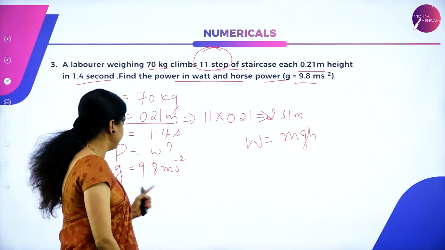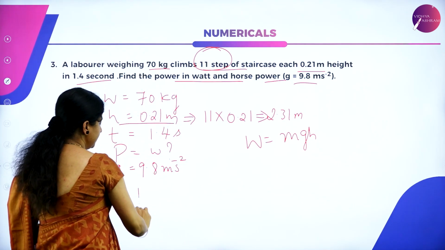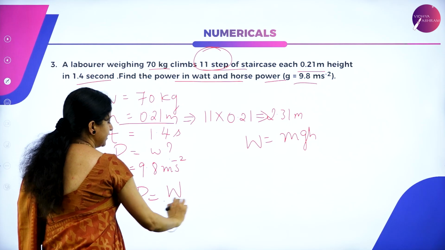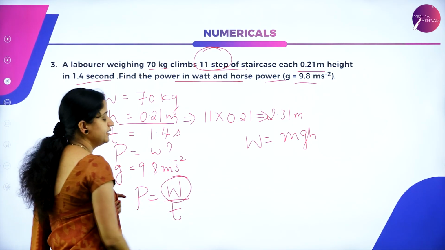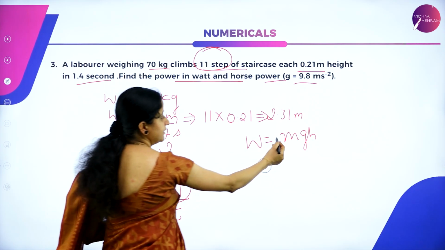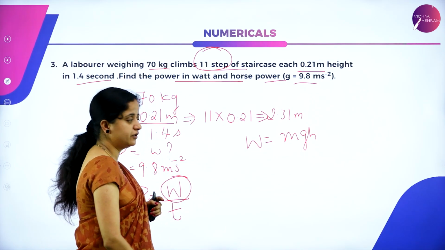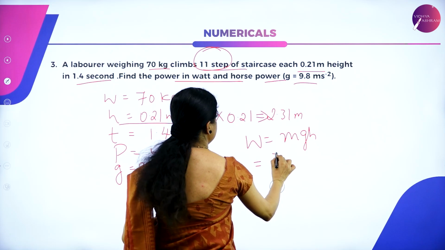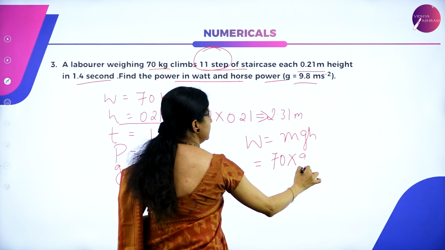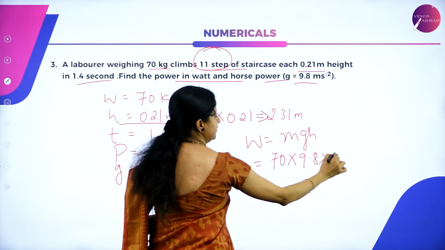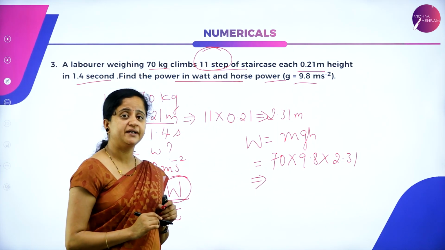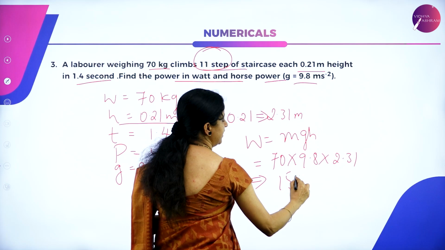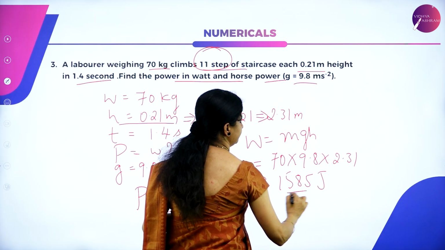What is power? We have to calculate power. So power can be calculated by the formula work done in a given time. So for this we need the W value. So how to calculate that? That is m into g into h. So what's the value of m? It is 70 and g is 9.8. The h value is 2.31. So the work done is calculated as 1585 joules.